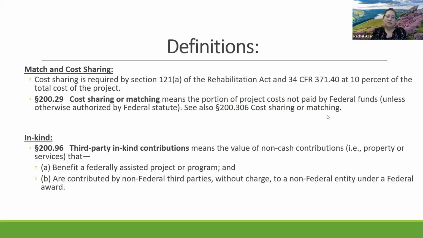Okay, so a little bit more detail about each definition. Match and cost sharing is required by all the tribal VR programs, and it's covered in the Rehabilitation Act and in 34 CFR 371.40, and it's 10% of the cost. Now, if a tribe had a particularly difficult year where they were not able to, there is the option to speak with RSA and your project officer about asking it to be waived. That would be a conversation to have with them as soon as you know that that 10% wouldn't be able to be matched for that year.